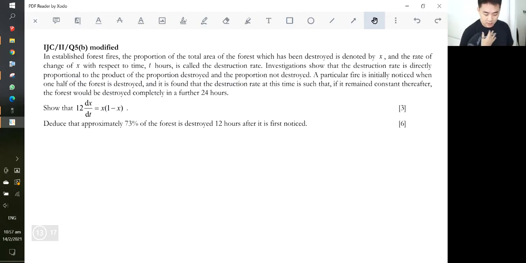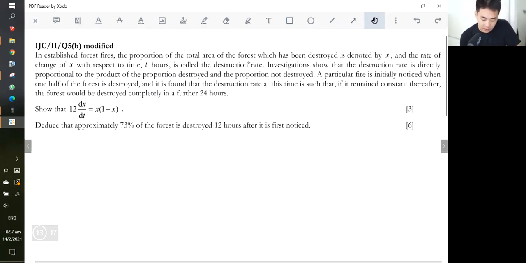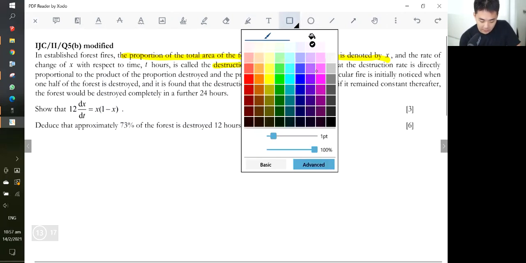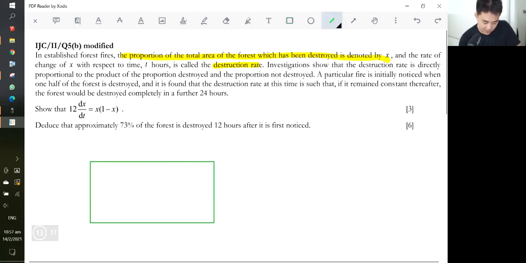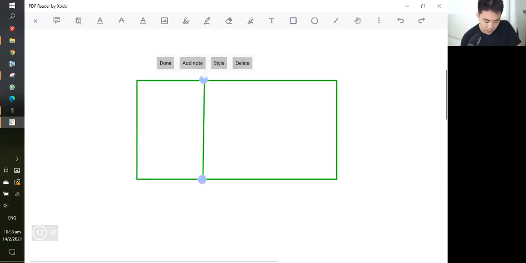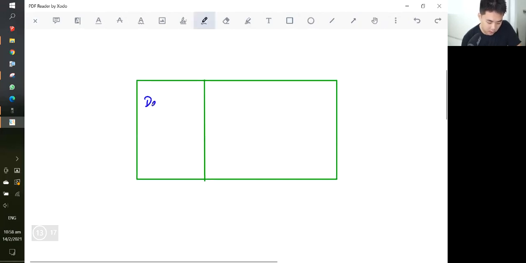So we start with an established forest fire. The proportion of the total area of the forest that has been destroyed is X, and the rate of change of X is called the destruction rate. So I'm going to draw a plot of land. Maybe not trees, but let's say this part is destroyed, this is destroyed, and the proportion here is X.